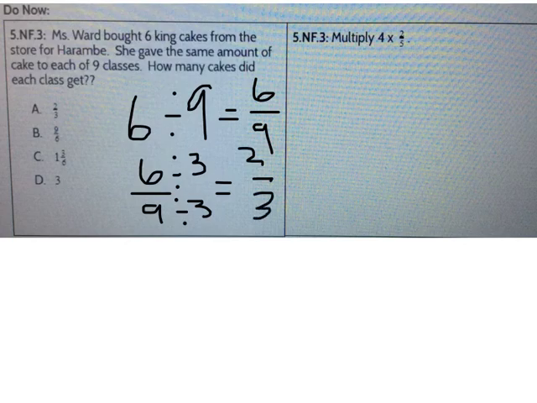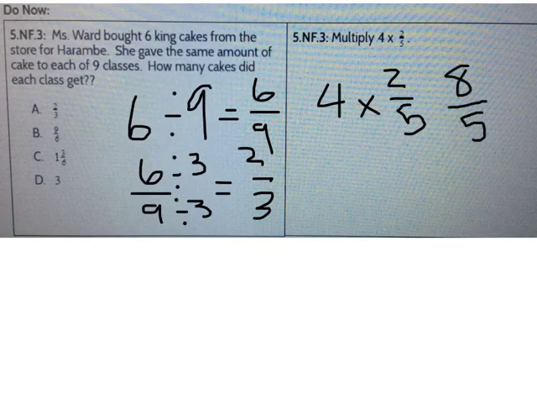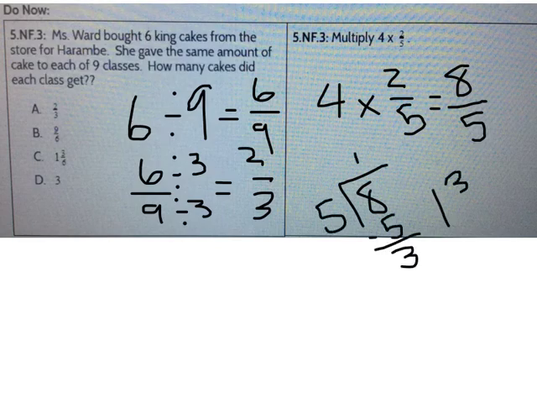Let's do another one. What's 4 times 2/5? When I multiply 4 times 2/5, what improper fraction will I get? I'll get 8/5 because 4 times 2 is 8 and my denominator stays the same. How do I write that as a mixed number? Well, 8 divided by 5 is 1, remainder 3. That gives me 1 3/5.